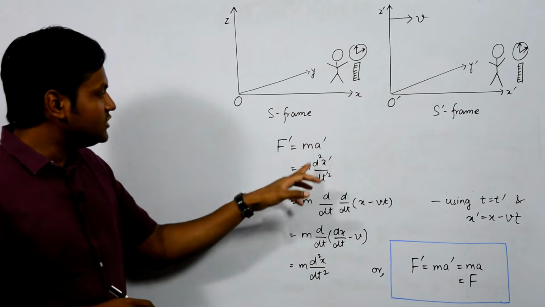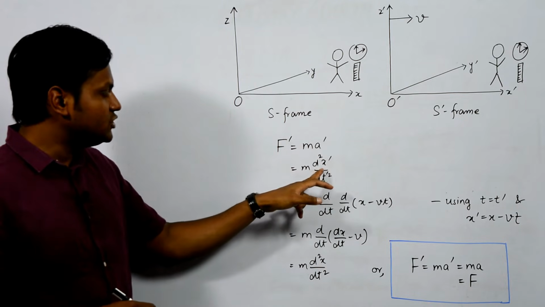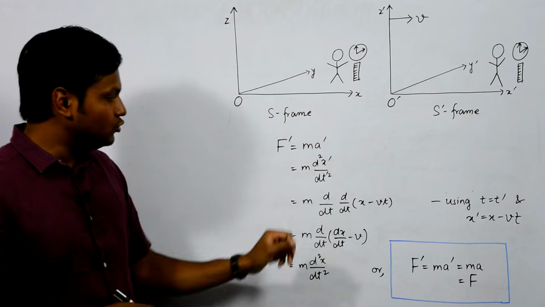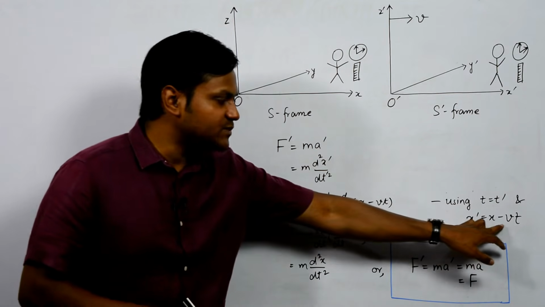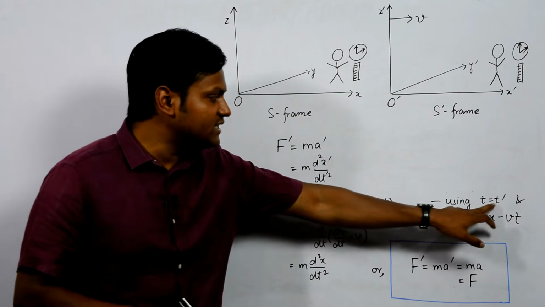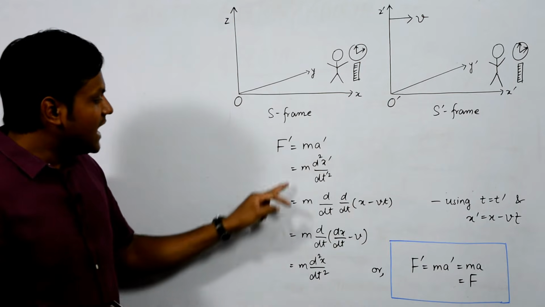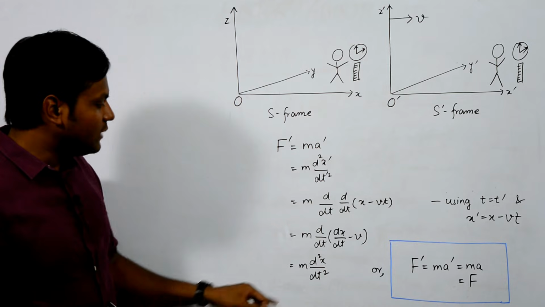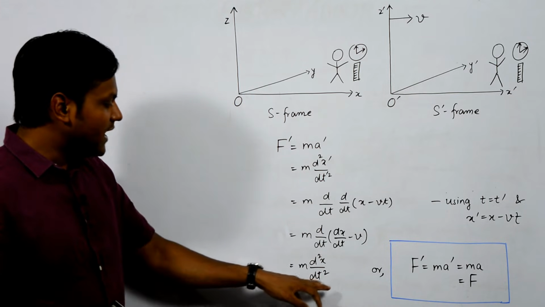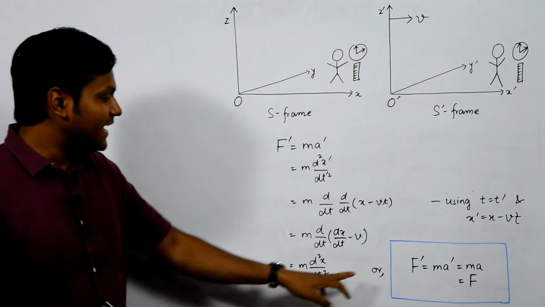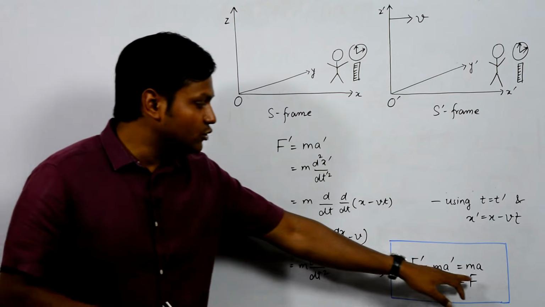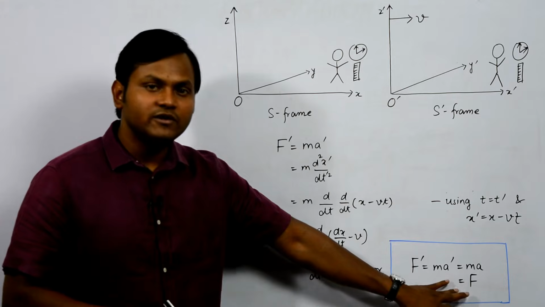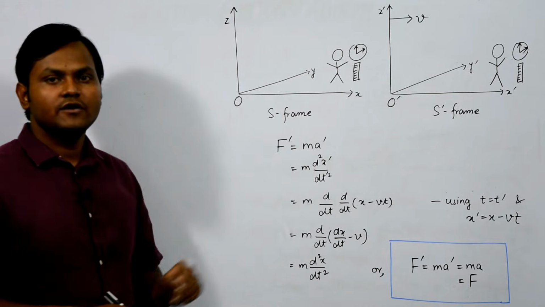Now, if you substitute a dash with d2x dash by dt dash 2, then you can use the Galilean transformations x dash equals x minus vt, where v is a constant and t equals t dash, in the derivatives, and you can simplify it to m d2x by dt2, which is nothing but ma. That means F dash equals m a dash equals ma, which is nothing but the force in the first frame of reference.